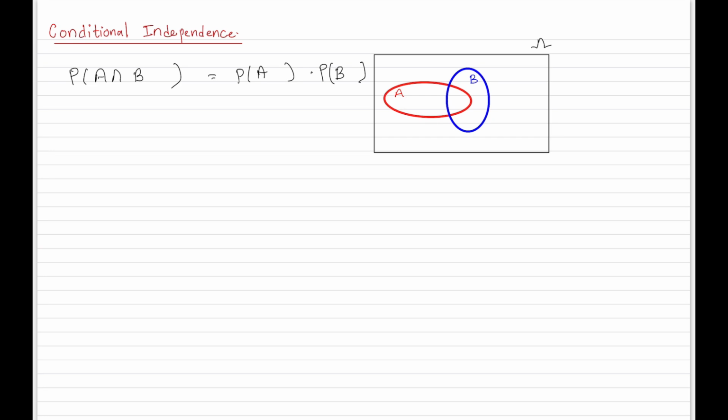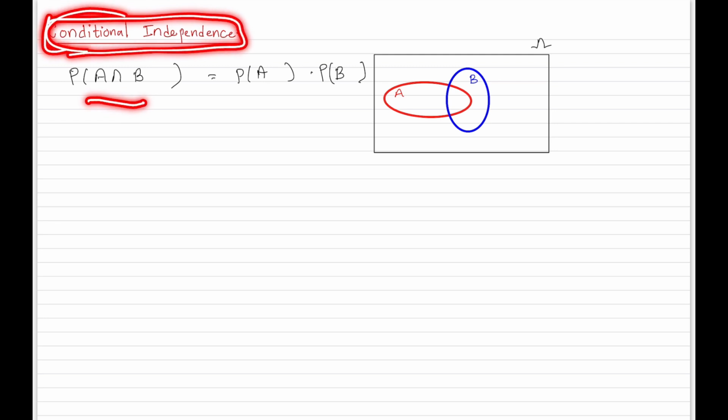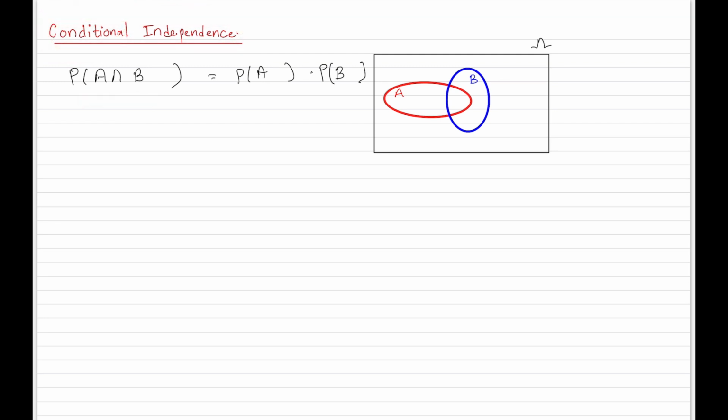This is the case for unconditional probabilities, or the ordinary probabilities, when we have no condition or have not been given any evidence. Now in this video we want to look at the relation of independence when we have some given condition.